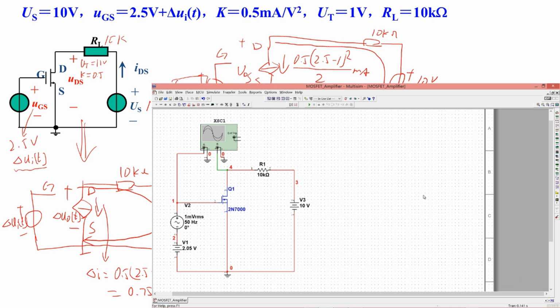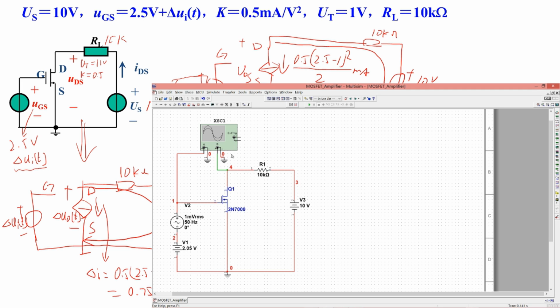We now verify the function of the MOSFET amplifier circuit by the simulation. In the figure, the MOSFET is 2N7000. 10 volts source and a 10K ohm resistor are connected between D and S. The input signal is connected between G and S. The input signal includes DC 2.05 volts, a sine voltage source with 1 millivolt RMS and 50 Hz. The 2.05 volt DC ensures that MOSFET works in the VCCS area so that it has an amplification function.